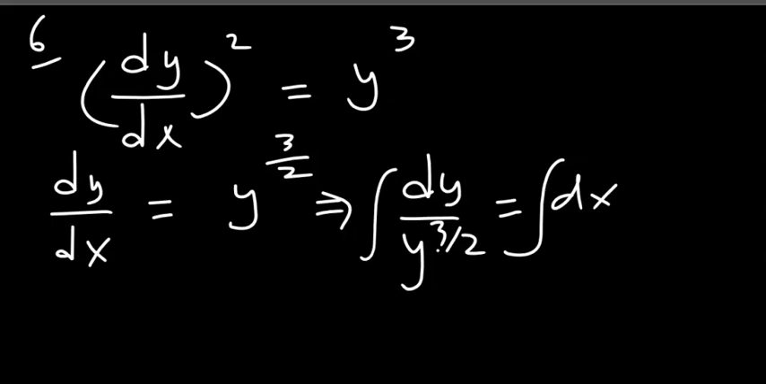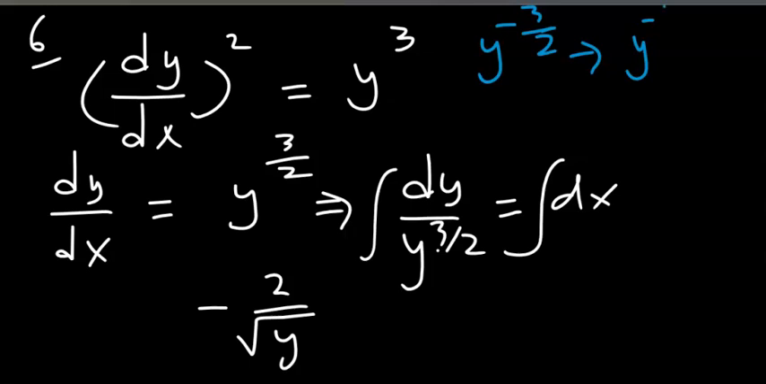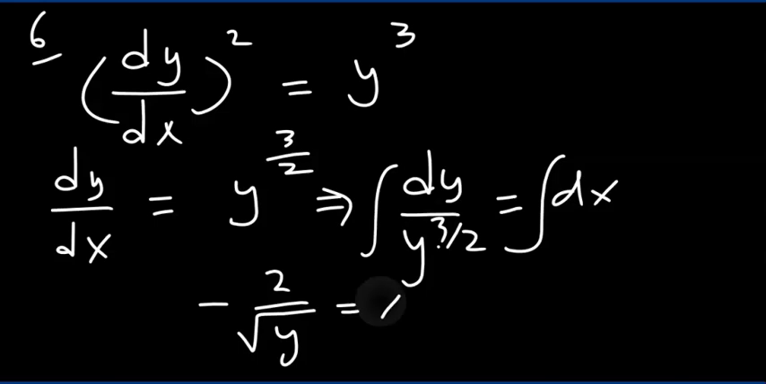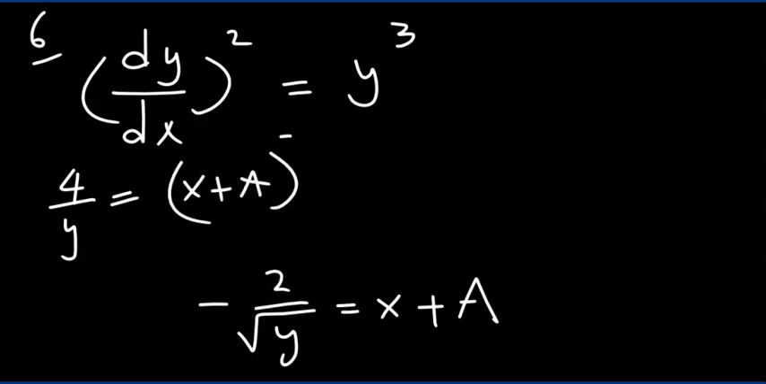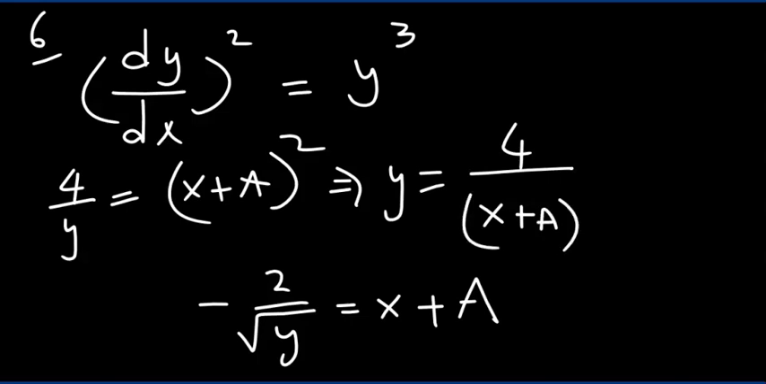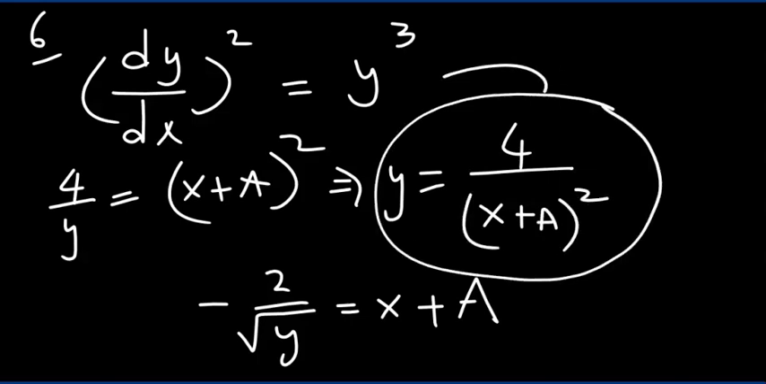The left hand side will simply give you minus 2 over square root y, because when we integrate y to the power minus 3 over 2 with respect to y, you will get y to the power minus 3 over 2 plus 1 over minus half, which is just that. The right hand side is just x. Let's write an integration constant as a. Squaring both sides, you get 4 over y equals x plus a squared, which means y is 4 over x plus a squared. And that's the general solution to this differential equation.